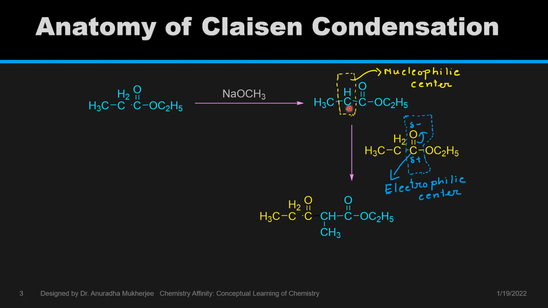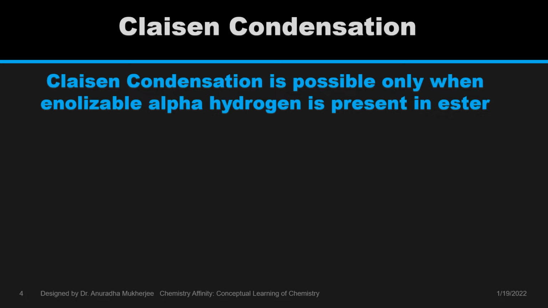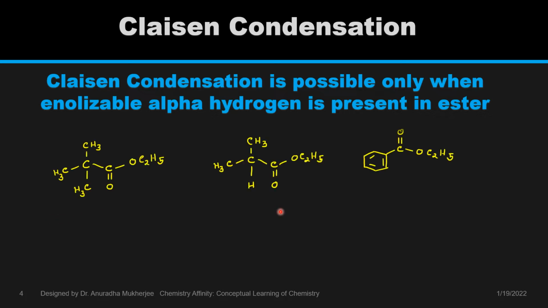So now the nucleophile attacks the electrophilic carbon, and that way you can see there is a new bond forming between the electrophilic center and the nucleophilic center of the two carbons, and this new carbon-carbon bond is forming due to the Claisen condensation reaction. In Claisen condensation, the alpha hydrogen should be present.